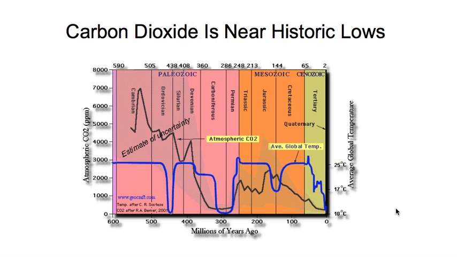Carbon dioxide is currently near historic lows in the geologic record at 400 parts per million. 550 million years ago, when corals and shellfish evolved, CO2 levels were more than 10 times higher than they are now. Corals and shellfish are carbonates and they depend on carbon dioxide to grow. They love high levels of CO2.